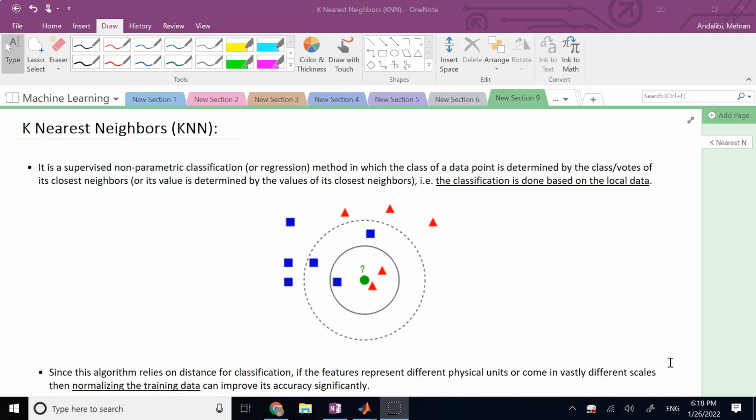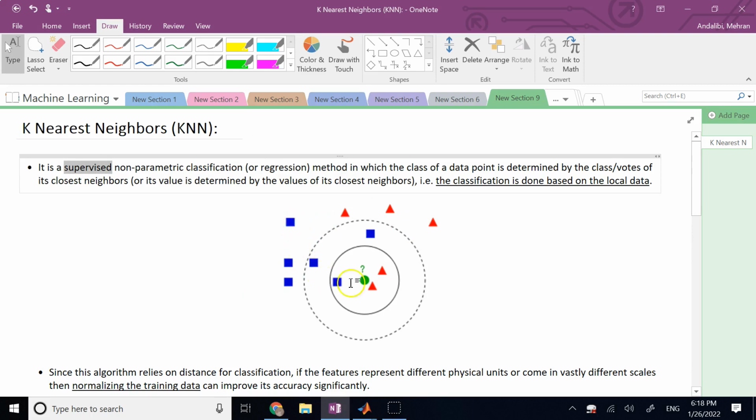Hello everyone. In this video we are going to talk about the K-nearest neighbors method, or KNN, which you can use for classification or regression. This is one of the simplest yet very effective methods of supervised learning, because in addition to the raw data you also provide a label for them.